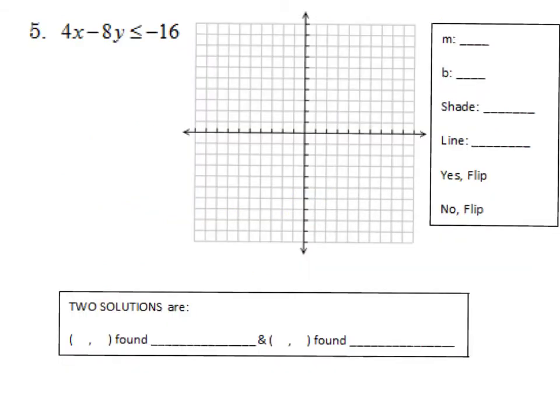Alright, next one here. First thing we need to do, and I'm going to write my 3 letters to help me: B, C, D. First thing I need to do is box my variable. Check. Notice the box is negative. So what does that mean? It means I have to flip. So yes, I have to flip this inequality sign the other direction.